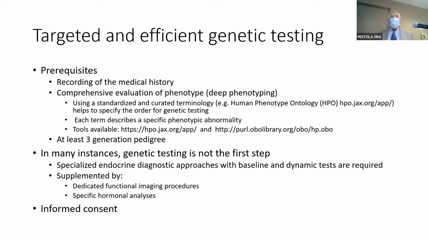Okay. And as you folks know, let's really preach to the choir. Genetic testing is not necessarily the first step. You've got specialized endocrine approaches. You've got baseline testing. You've got dynamic testing. You can do functional imaging and specific hormonal analysis, tools that aren't necessarily available on the other sides of the street. You also have to do informed consent for DNA testing. Signing the form isn't good enough. You have to explain to the family what they're getting into.